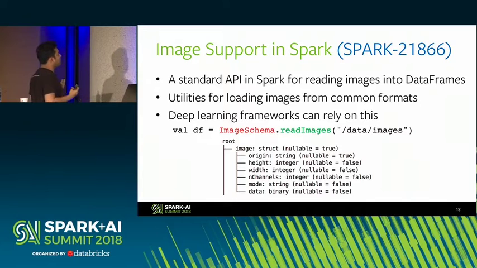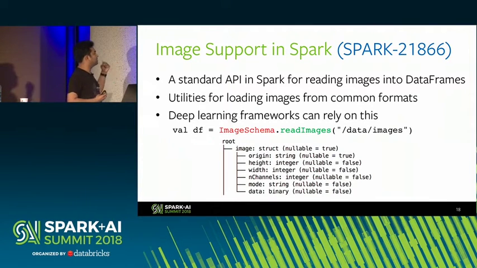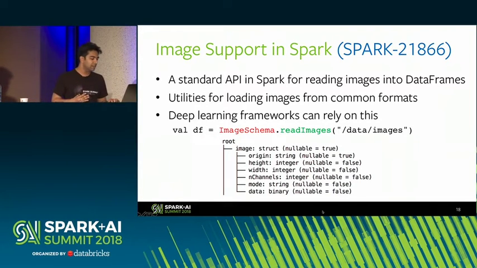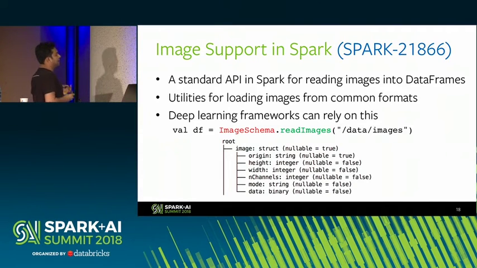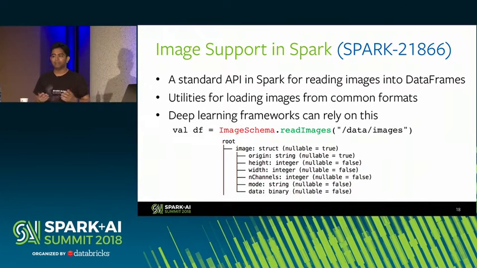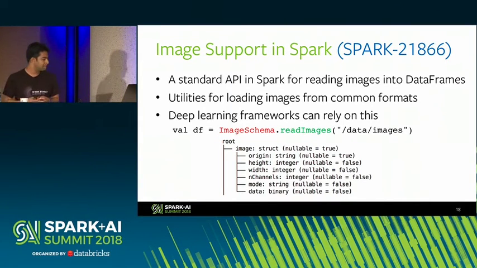Internally, Spark stores these images, as you would imagine, with some metadata: origin, height, width, and things like this. And then the image data itself is stored as binary data. This binary data is compliant with the OpenCV format, so it's something that many deep learning frameworks can understand.